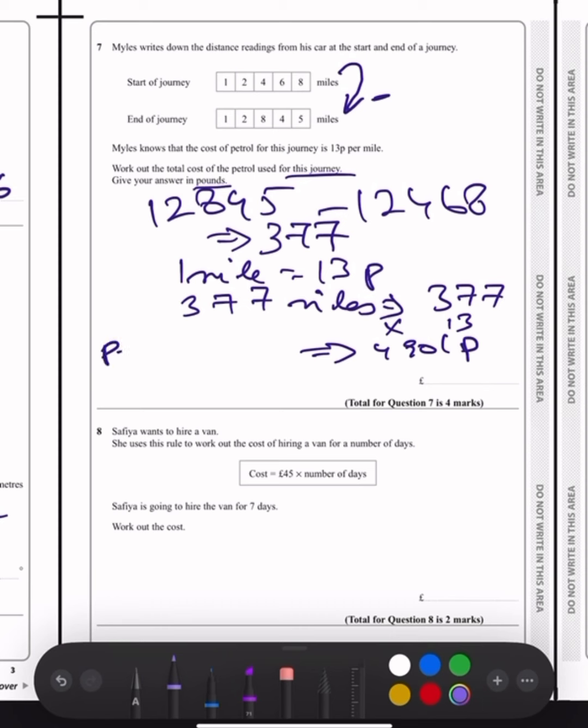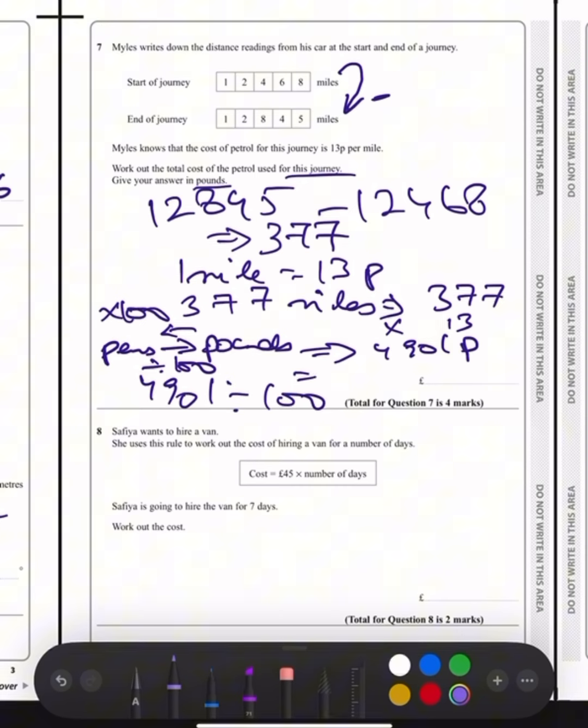So from pence to pounds, we would do divided by 100, and from pounds to pence, we would multiply by 100. Please note this down in your glossary if possible. And then after we've converted this, because we're doing from pence to pounds, we would do 4901 divided by 100, which simply gives you an answer of 49.01 pence. Sorry, 49.01 pounds.